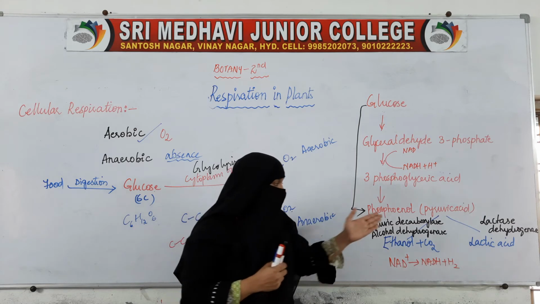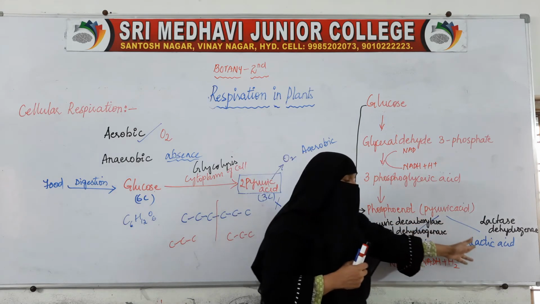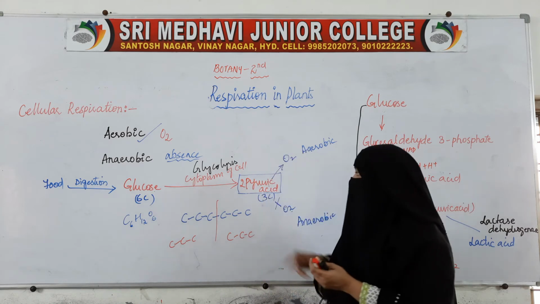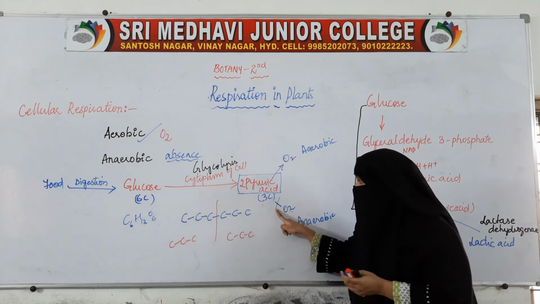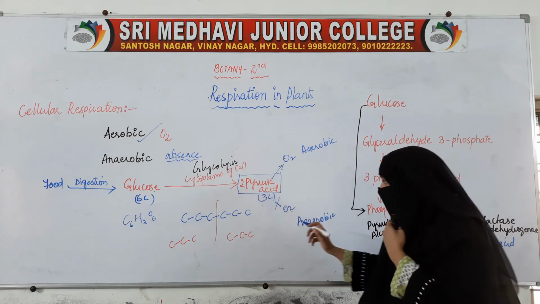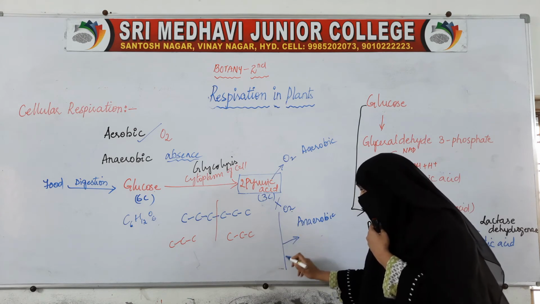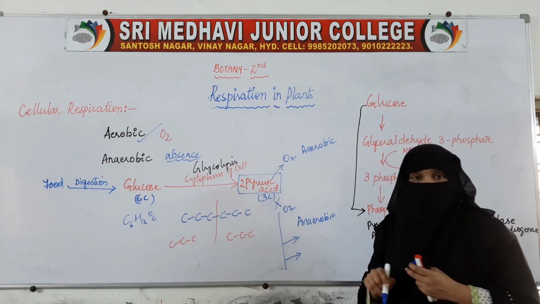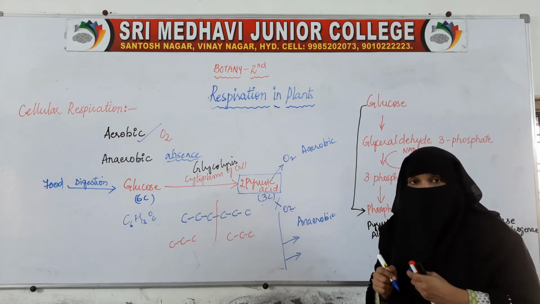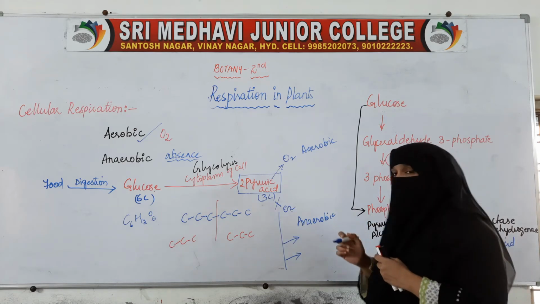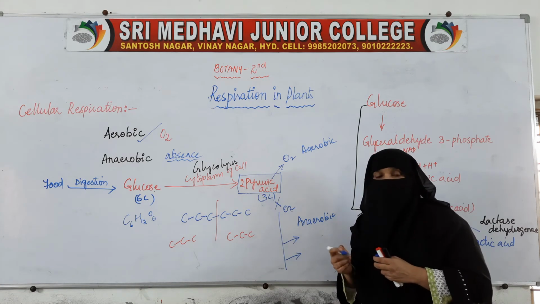Fermentation is of two types: alcoholic fermentation and lactic acid fermentation. Lactic acid fermentation: for example, if this pyruvic acid does not get oxygen, it undergoes anaerobic respiration. Depending on which organism this anaerobic respiration is taking place in, whether in animals, human beings, human cells, or in microorganisms, unicellular microorganisms.